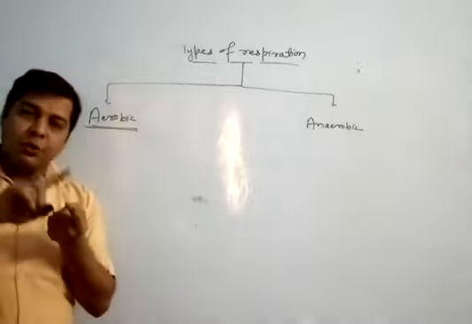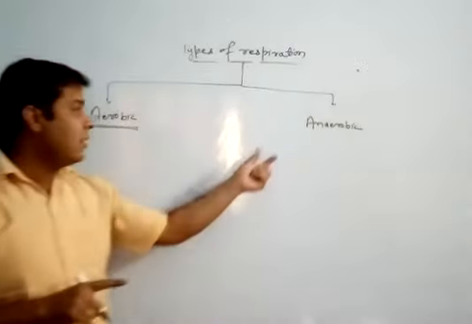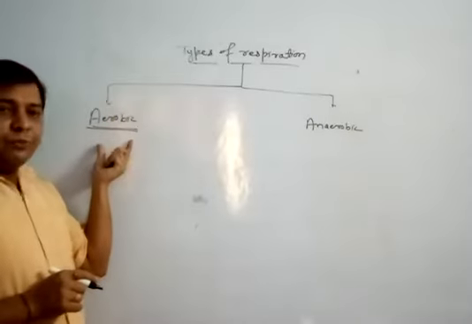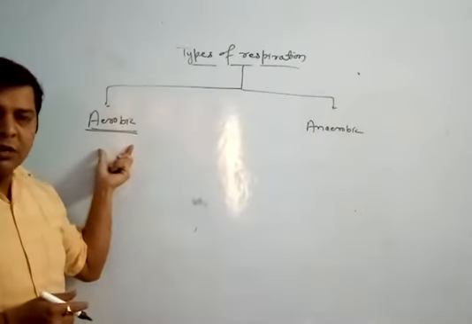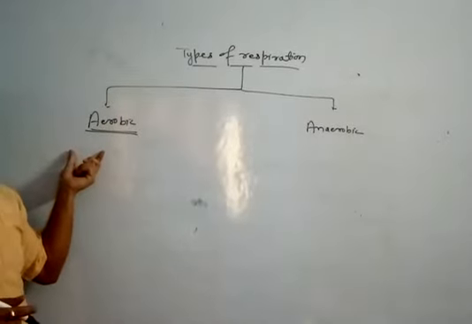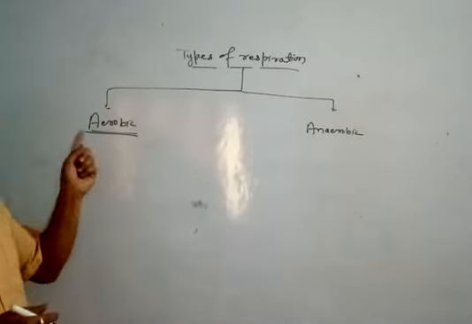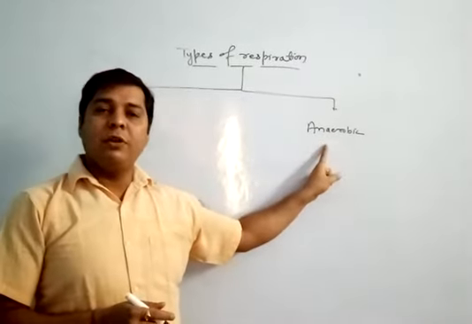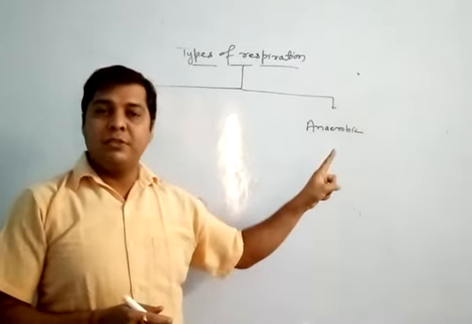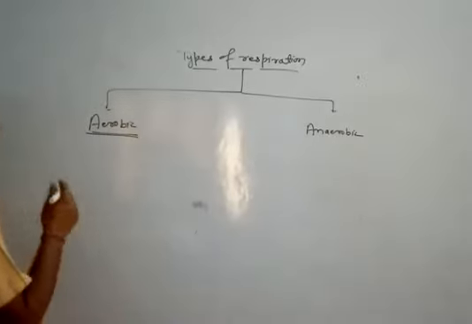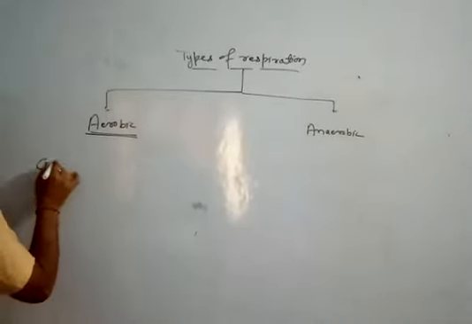Aerobic means there is a presence of oxygen. Anaerobic means absence of oxygen. It means the breaking down of glucose, the combustion of food, takes place in the presence of oxygen. It's called aerobic respiration. But if the respiration takes place in the absence of oxygen, it's called anaerobic respiration.